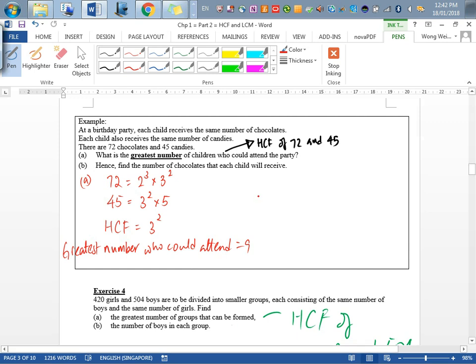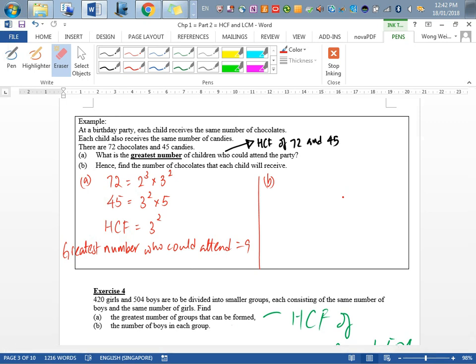Okay, that's part A. Now in part B, hence find the number of chocolates that each child will receive. Since there are 9 of them who go, how many chocolates will they get each? Okay, should I just write 72 divided by 9 equals 8? No, this is not good enough. When I look at this one, I don't know what you're doing. So let me show you the expected presentation for secondary school. Okay, there's a difference. Presentation.